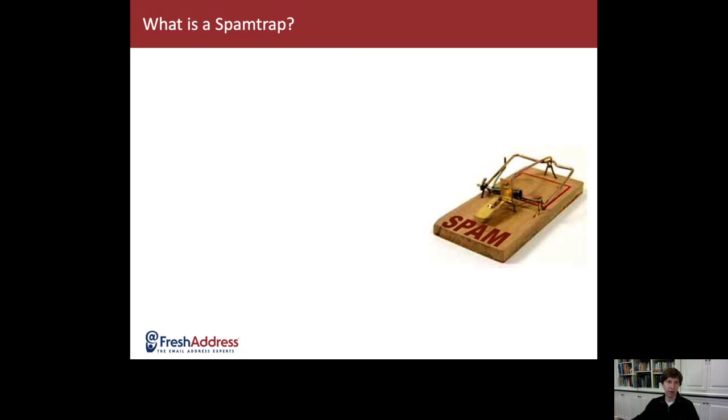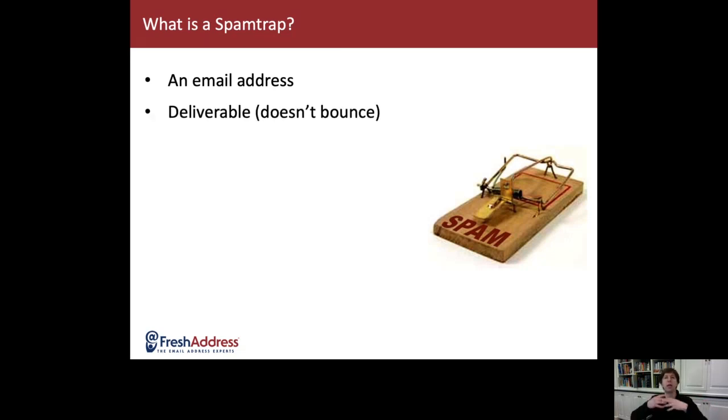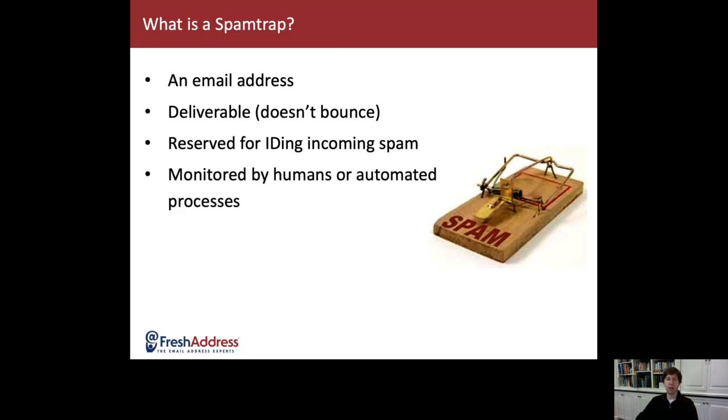Today we're talking about spam traps, and we need to start at the very beginning. What is a spam trap? Well, a spam trap is basically just an email address. It's not just any email address, it's an email address that works. It's deliverable, meaning it doesn't bounce. So it has to actually go somewhere and be received by a recipient. And the email address is reserved exclusively for receiving incoming spam.